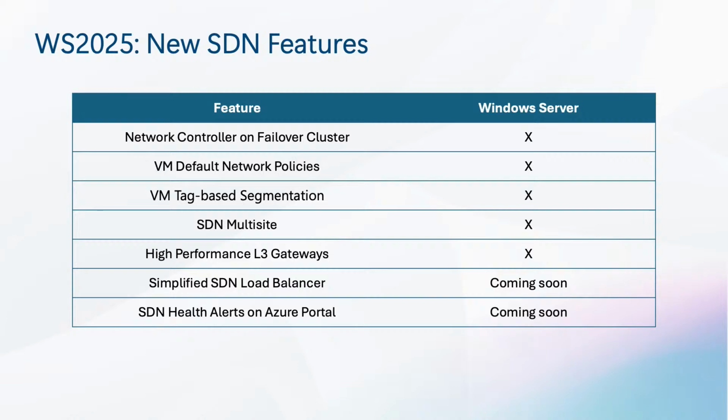Last but certainly not least is our high performance L3 gateways, and this is, of course, using FastPath. The other 2 features here are coming soon, and this is our simplified SDN load balancer, and also, Sam's going to chat about this today, our SDN health alerts that are directly on the Azure portal. So again, I wanted to give all of you a recap of the features that we brought into Windows Server 2025 that you can go out and use today.